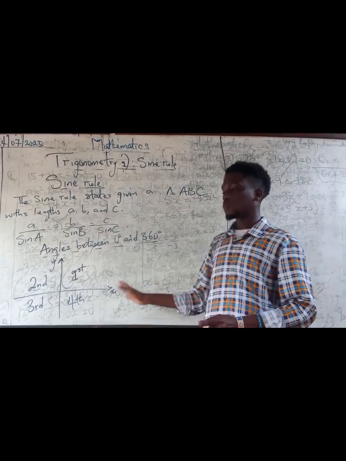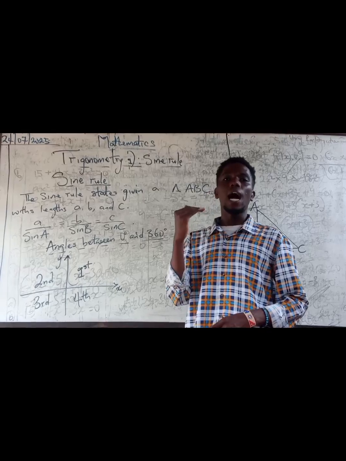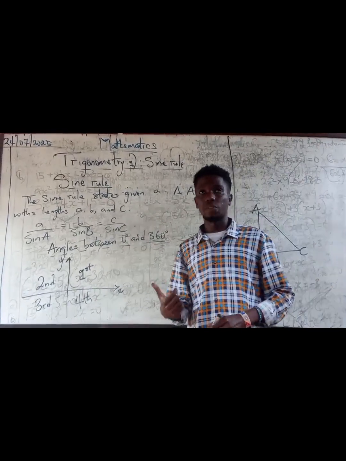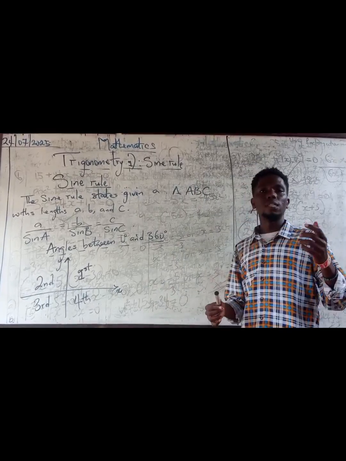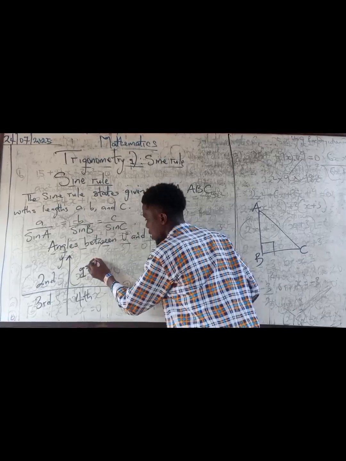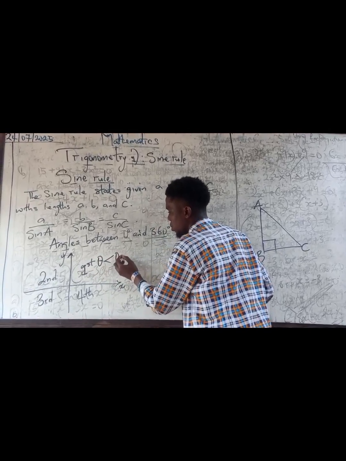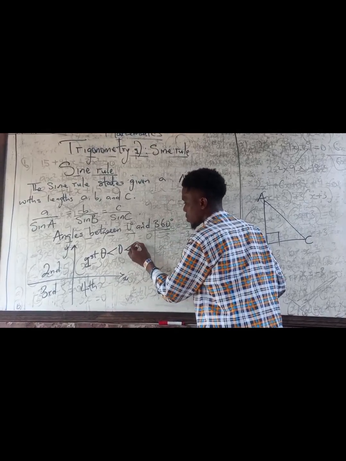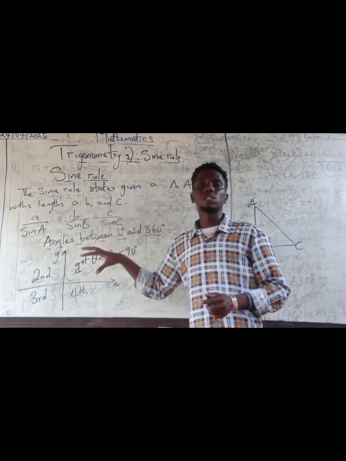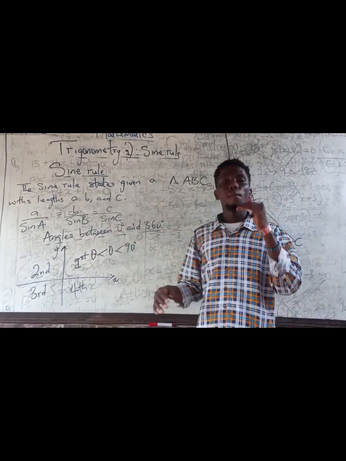Now, I will explain what all this means. In the first quadrant, we have angles from 0 degrees to 90 degrees. This is how we normally put it: 0 is less than theta and theta is less than 90 degrees. This simply means any angle in the first quadrant must be greater than 0 but less than 90 degrees.